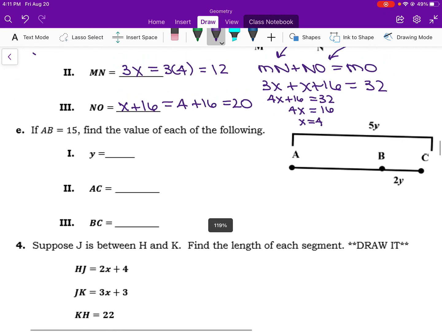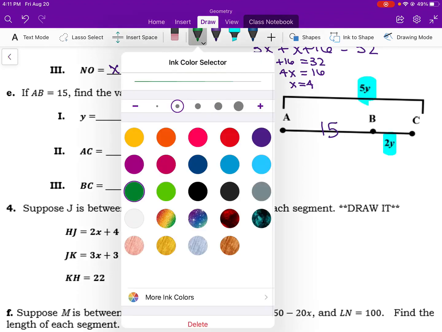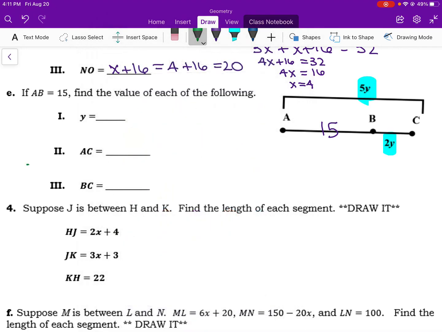And in this next scenario, we again have a full measure, AB. Well, this is not the full, this is a partial measure, 15. And we know the full length, AC, is 5y, and then the other partial length, BC, is 2y. So if I first write my postulate arrangement here, I know that AB plus BC equals the full length AC.